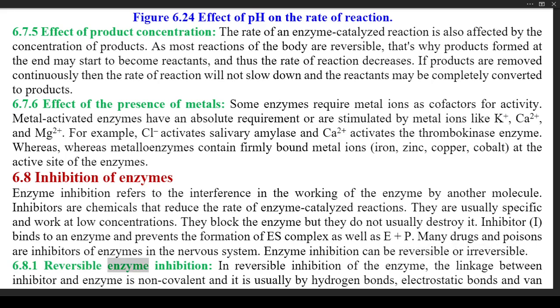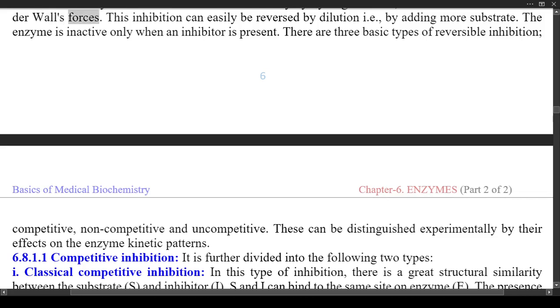6.8.1 Reversible enzyme inhibition. In reversible inhibition of the enzyme, the linkage between inhibitor and enzyme is non-covalent, and it is usually by hydrogen bonds, electrostatic bonds, and van der Waals forces. This inhibition can easily be reversed by dilution, i.e., by adding more substrate. The enzyme is inactive only when an inhibitor is present. There are three basic types of reversible inhibition: competitive, non-competitive, and uncompetitive. These can be distinguished experimentally by their effects on the enzyme kinetic patterns.